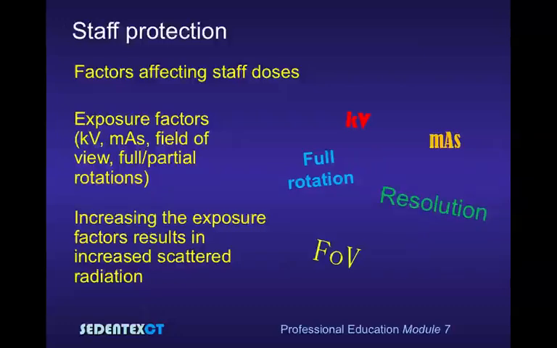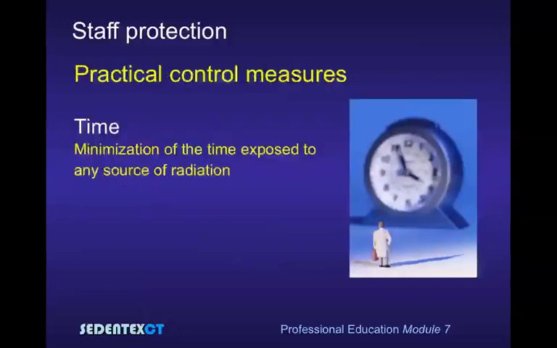An important concept to understand is that all the factors that influence patient dose can also influence staff dose. For example, all the exposure factors of kilovoltage, mAs, field of view size, full or partial rotations, and so on. This is because increasing the exposure factors to the patient results in increased scattered radiation that potentially may expose the staff member. So obviously, keeping the doses as low as reasonably achievable to the patient benefits radiation dose optimization to the staff member.